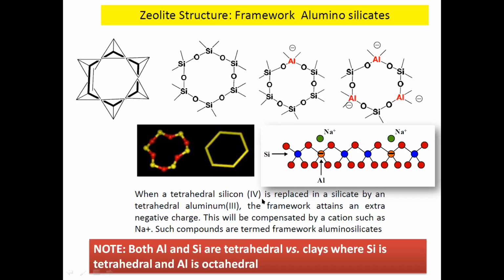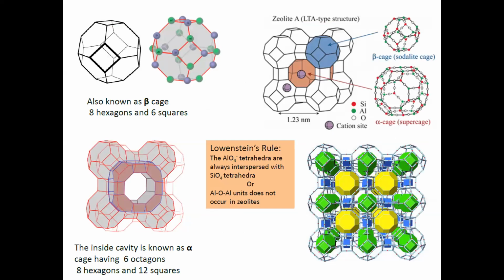So when tetrahedral silicon 4 is replaced in a silicate by a tetrahedral aluminum, the framework attains an extra negative charge. This will be compensated by a cation such as sodium plus. Such compounds are termed framework aluminosilicates. So we discussed before, please note that both aluminum and silicon are in tetrahedral sites. So now we have seen how these hexagons of SiO4 tetrahedra form.